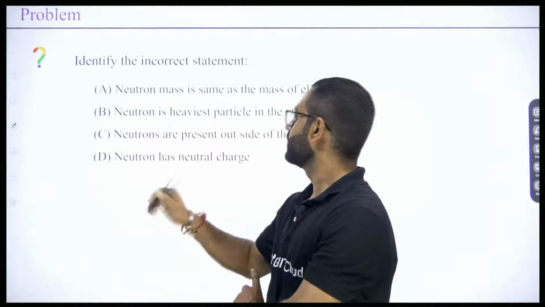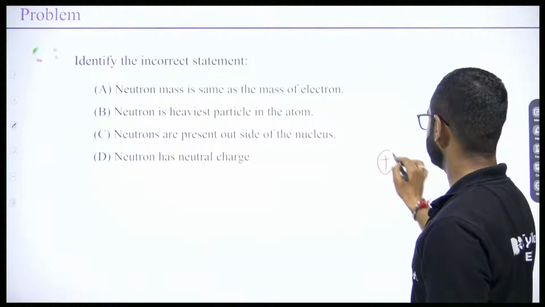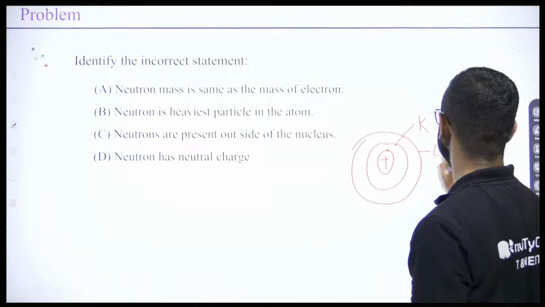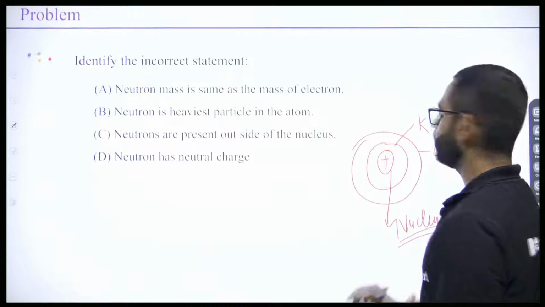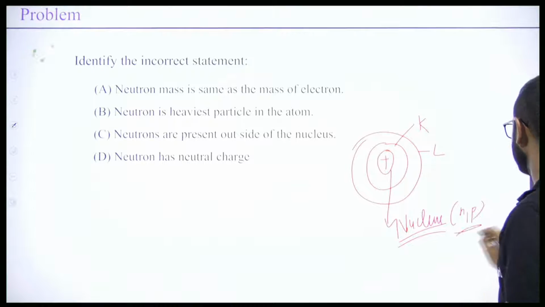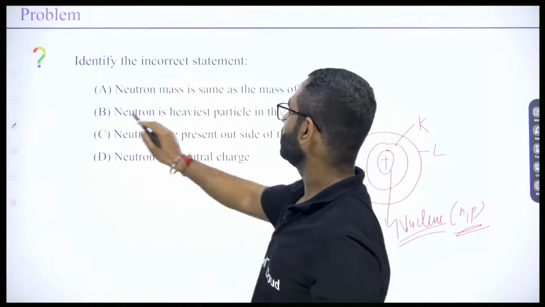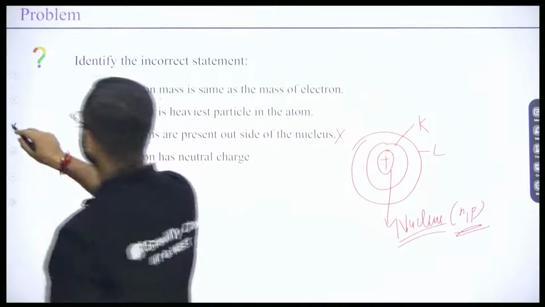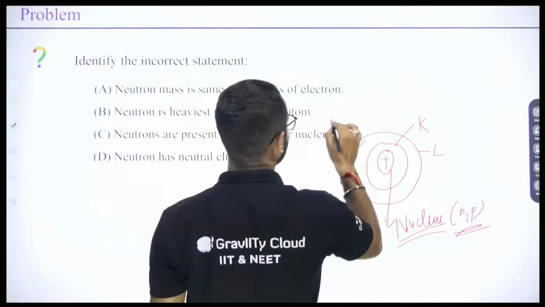Chalo. Now we have neutron. Now we know neutron is where? Basically this is the atom. These are the electron shells, right? K shell, L shell. This is the nucleus. Now we know nucleus is something which has neutrons and protons, right? So that means neutron is inside the nucleus. So it says neutrons are present outside the nucleus. No, this is not right. So I will say that this statement is incorrect.